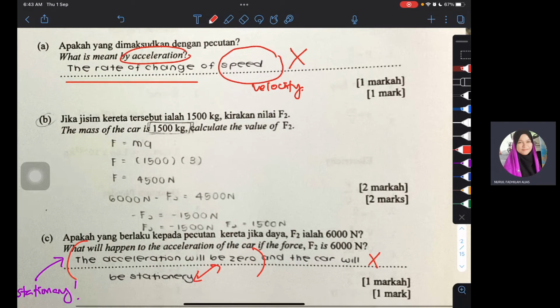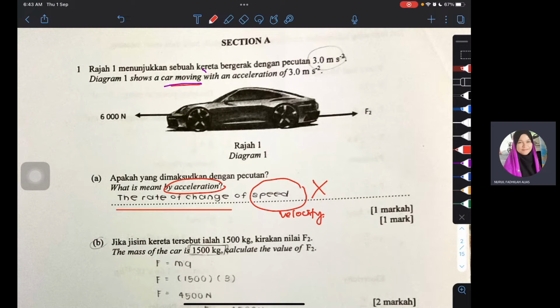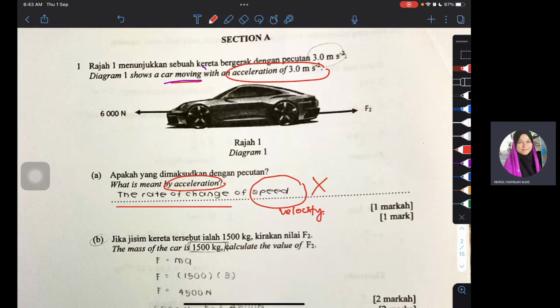So, 0 mark. The mass of the car is given, calculate the value of F2. Look at that. The car is accelerating. That means the forces are not in equilibrium. That means one of these two would be higher than the other. Which one? Of course, if the car is moving, this is the direction of movement, so this force would be higher than the friction.